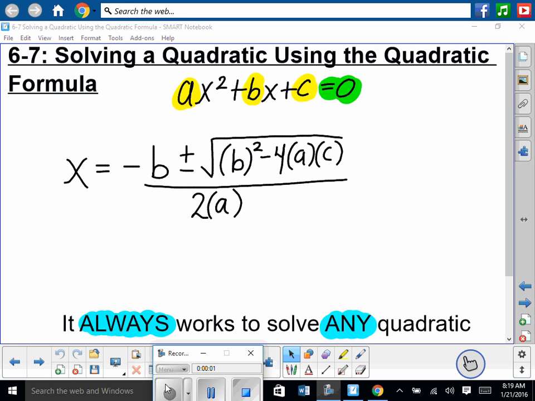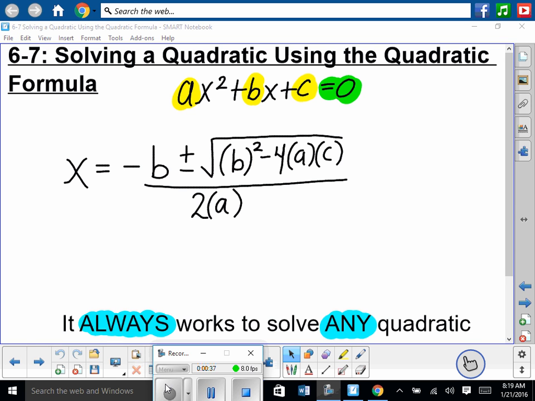Today we're going to be solving a quadratic using the quadratic formula. This is really cool, you guys. Mathematicians started solving all these different types of quadratics, and they came up with this formula and proved it to be true. They were able to figure out a formula to solve any quadratic equation. No matter what kind of quadratic, you can always solve it using the quadratic formula. So once you know the quadratic formula, you can solve any quadratic I give to you.